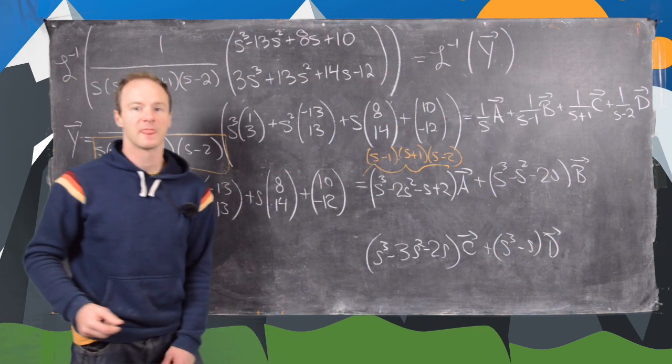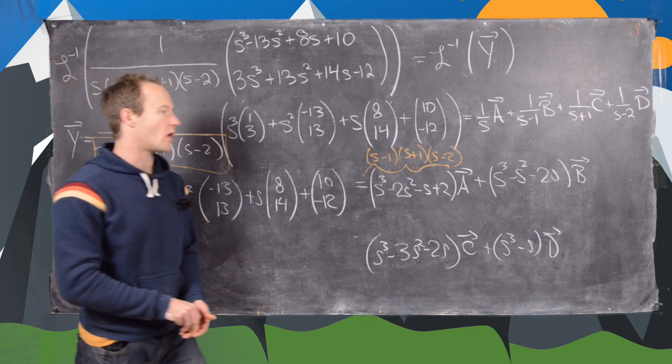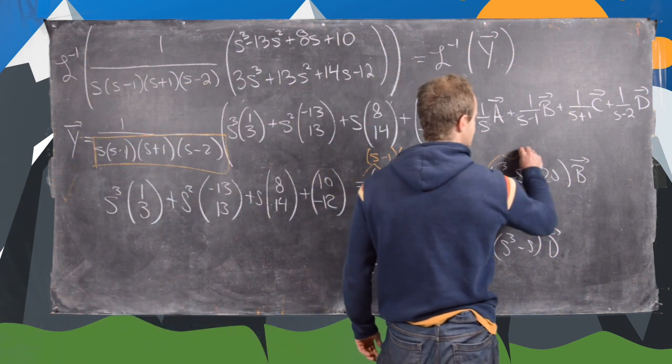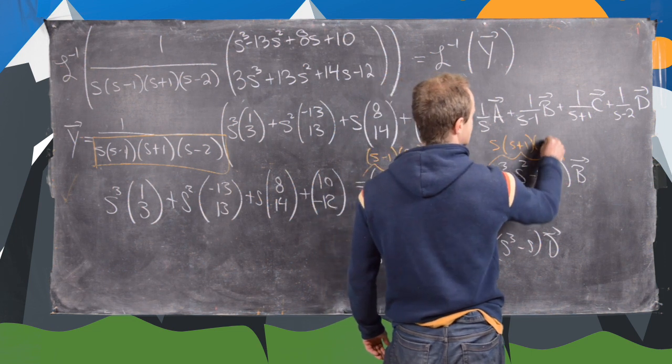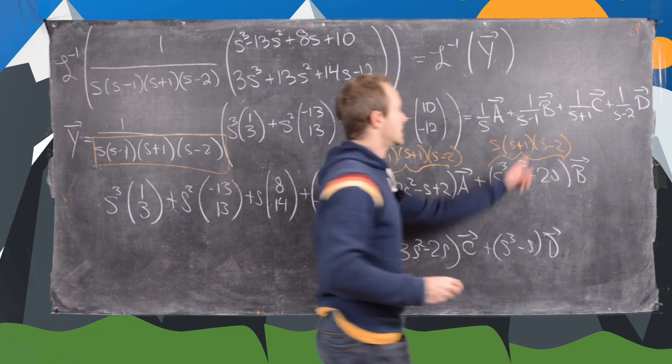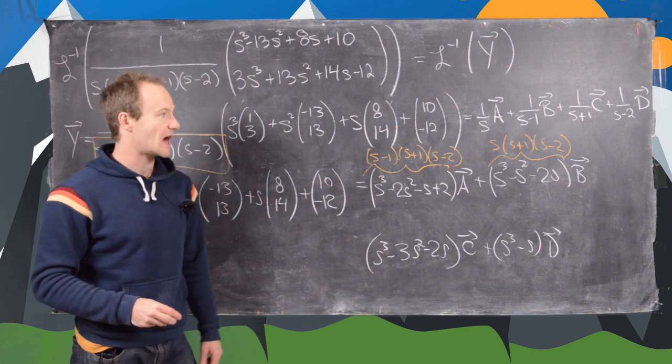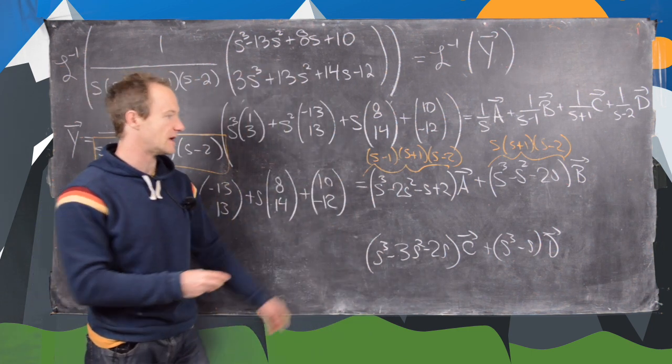Okay, great. And just as a quick reminder where all of those come from, so this term is the product s times s plus 1 times s minus 2, because that's everything that does not cancel when you multiply by vector B.